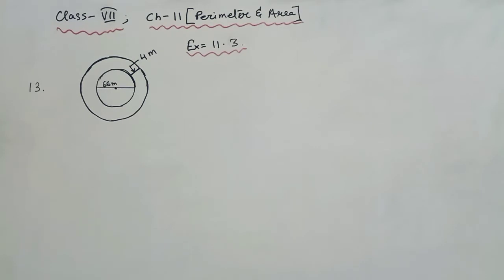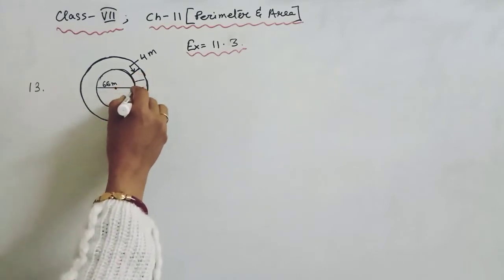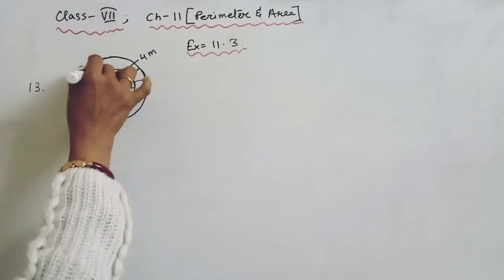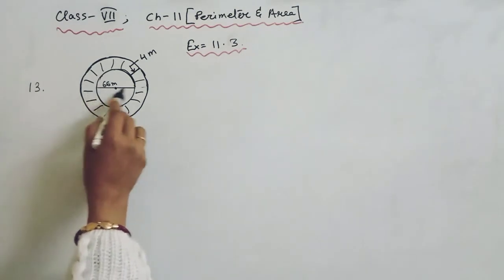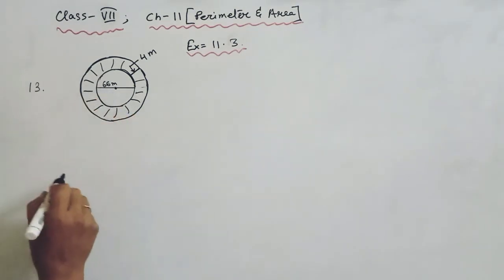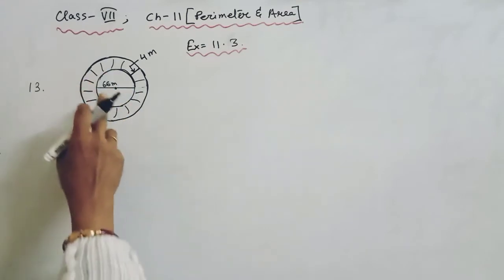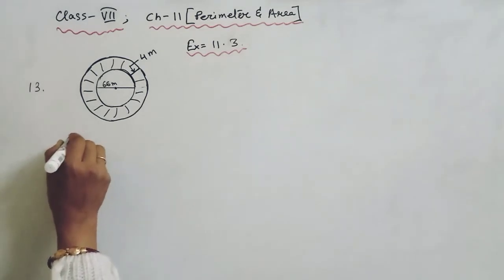Now the diameter of the flower bed is also given, 66 meter. What is the area of the path? You have to find the area of the path, the outer path of the circular flower garden. Now the diameter of the inner circular flower bed is given as 66 meter.